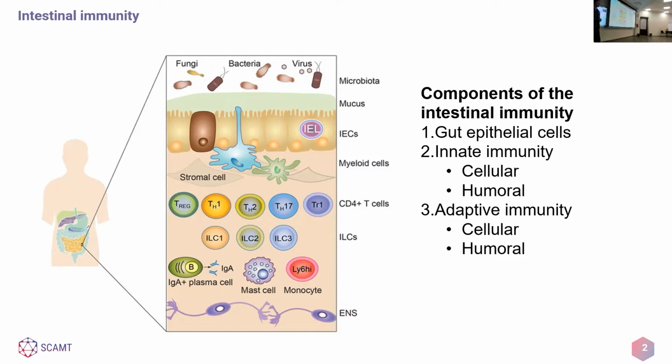And we can divide the innate immunity and the adaptive immunity into two subgroups: the cellular and humoral. When we're talking about innate immunity, the cellular immunity is the innate immune cells, and the humoral immunity is some kind of antibacterial, antimicrobial peptides. And the humoral immunity, in the case of adaptive immunity, is antibodies.